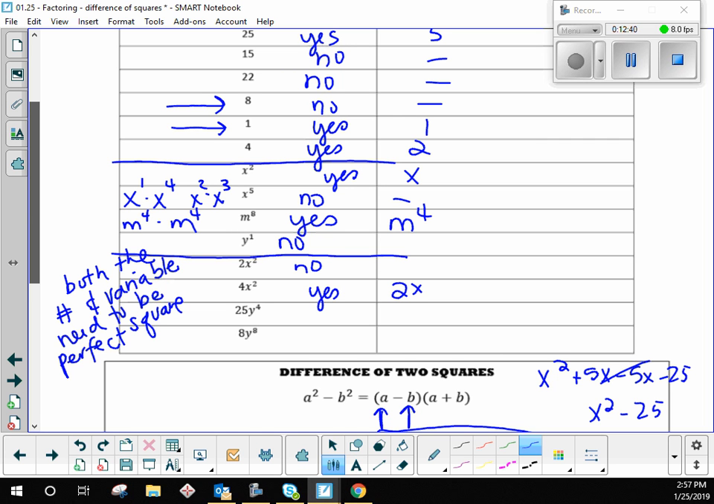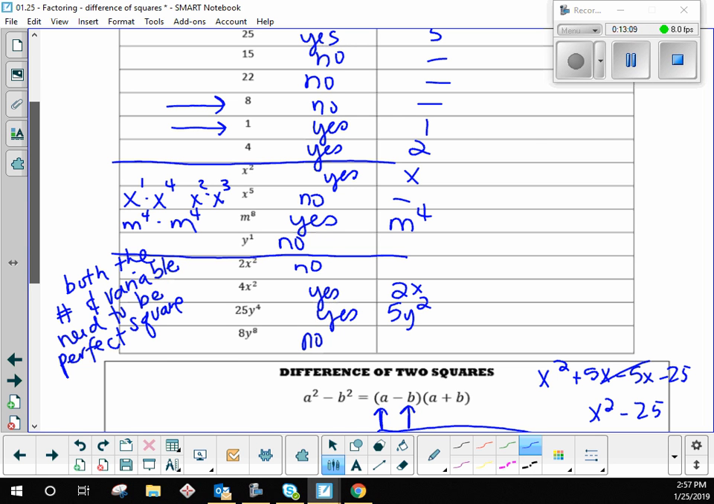25y to the 4? Yeah. What's its square root? 5y squared. 8y to the 8? No. Which part fails? Which 8? The first one. The coefficient one, right? Yeah. Because y to the 8 works, but 8 fails. All right. So that was our practice taking square roots. So now we'll use those skills by doing the formula on some practice problems.